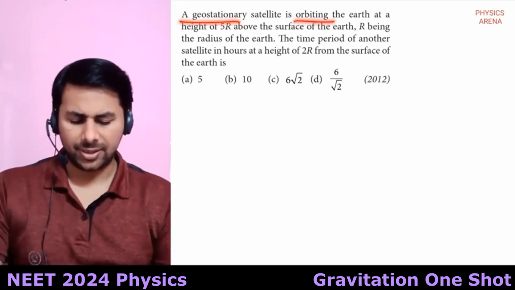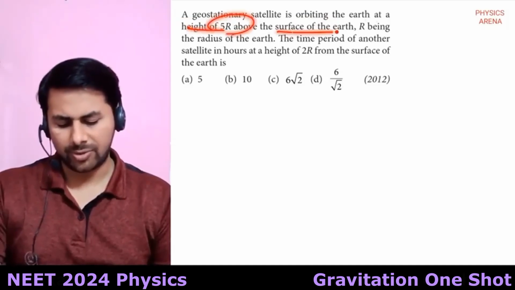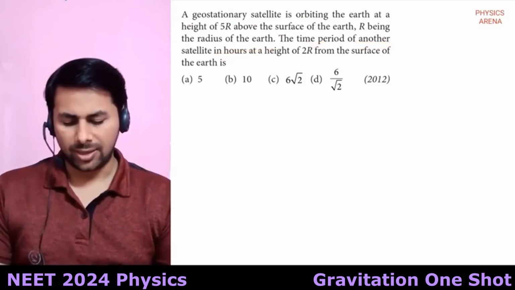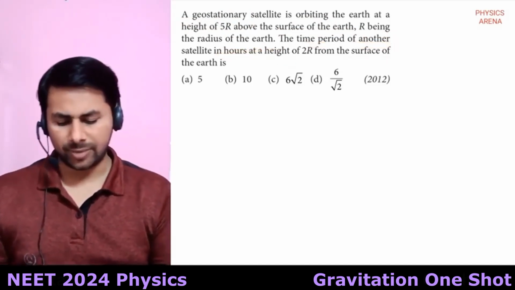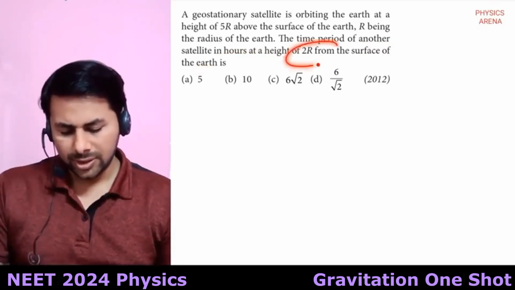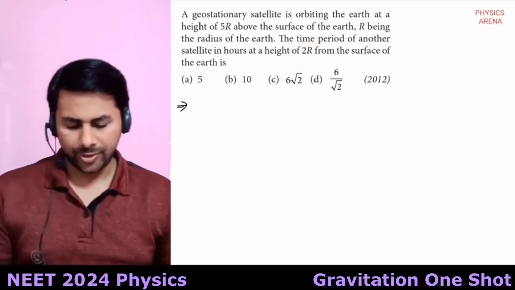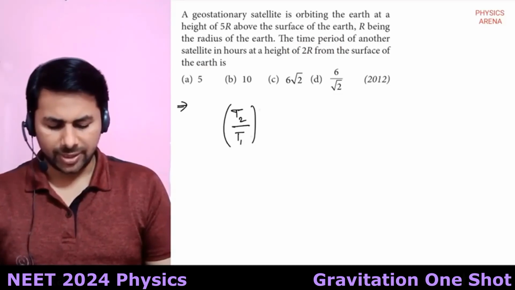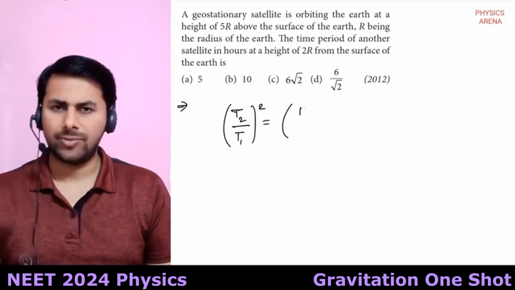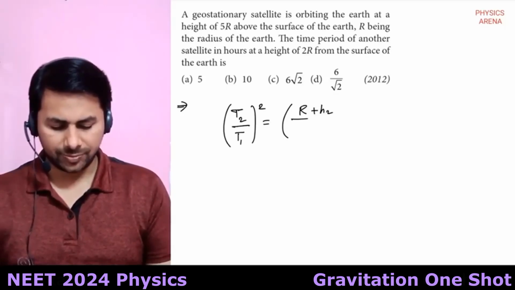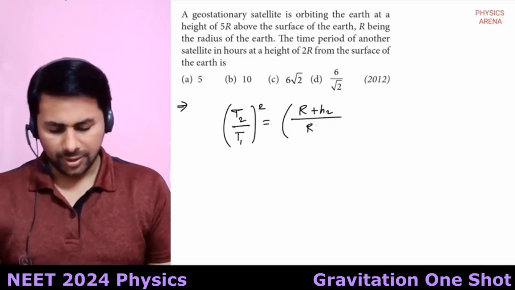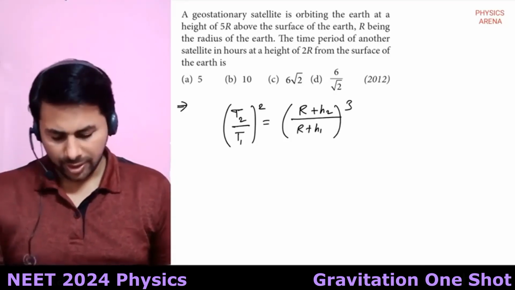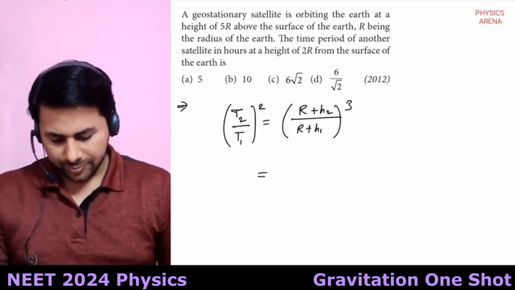A geostationary satellite is orbiting the Earth at a height of 5R above the surface of Earth, R being the radius of Earth. The time period of another satellite in hours at height 2R from the surface of Earth is? So this is similar to the first problem that we solved. Let's take (T2/T1)² = ((R+H2)/(R+H1))³. Of course, cube.